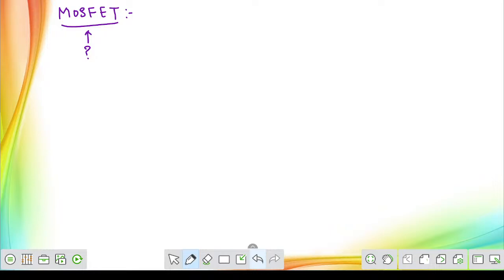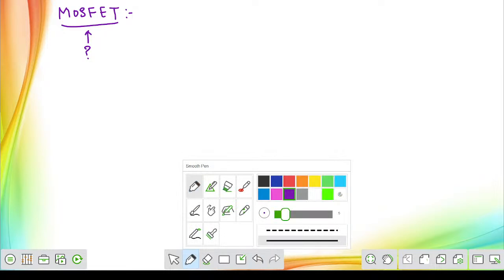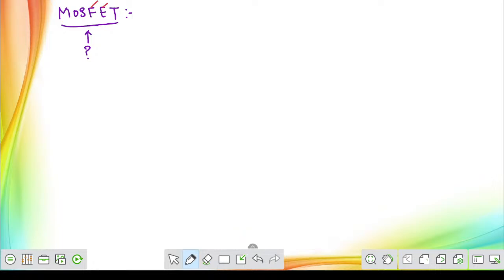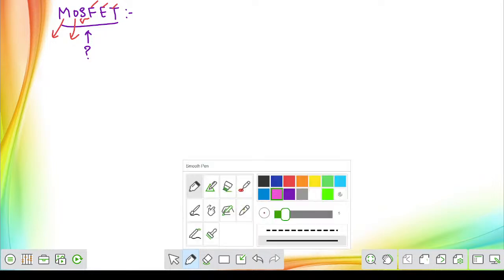Tell me, sir, what is the expansion for MOSFET? So you will have to learn this one, because sometimes questions will be framed directly from this. I will say this is field effect transistor. Most of you might know. This is metal, this is oxide. Then what does S stand for? Semiconductor. So by combining this, you get metal oxide semiconductor field effect transistor.